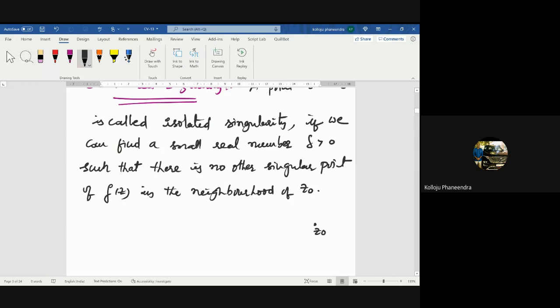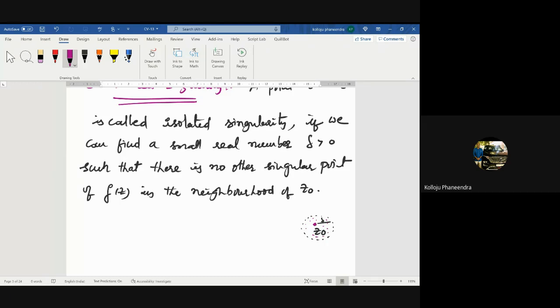At this point, the function is not defined, and in its small neighborhood, for example, if I consider a small neighborhood with radius delta, then there should not be any other singularity here. Only one and only one singularity is there, that is z naught. In the neighborhood of z naught, there does not exist any other singularity of f of z.